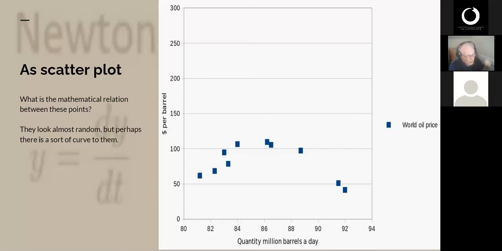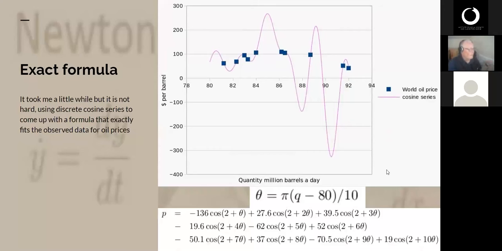I'm going to use another way, which is a Ptolemaic approach to fitting the data. It took me a little while, but it's not that hard to come up with a discrete cosine series which exactly fits the data. So these are the points, and I've drawn a curve which exactly goes through all of them. But it's a rather arcane formula. There's some sense to it. I'll explain it by steps.